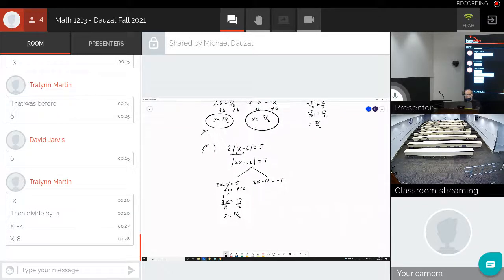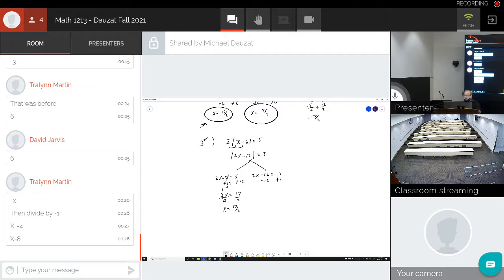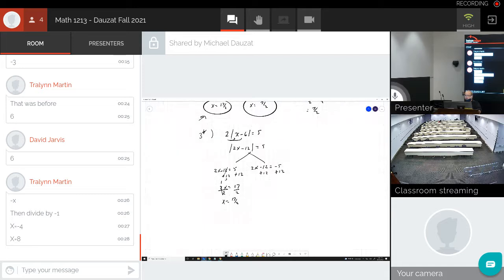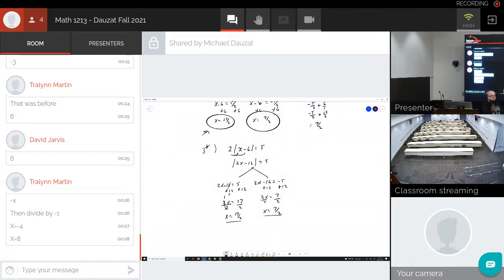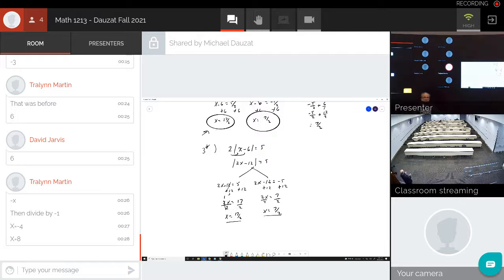Okay, let's do the other one. Adding 12 to both sides. I get 2x equals, what's negative 5 plus 12? 7. Divide both sides by 2. I get x to be what? 7 halves. So if I distributed, would I get the same solutions? Yes. In fact, it's easier in this case to distribute because you don't have to fool with all those fractions.